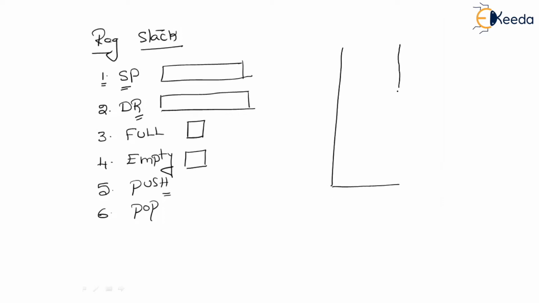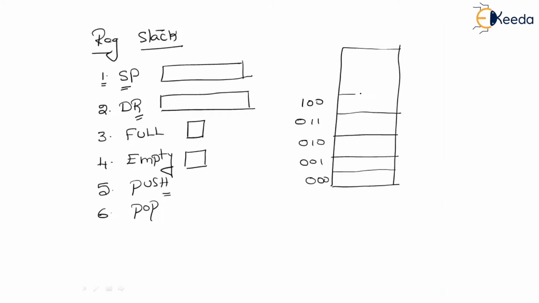Let us say I'm designing an 8-element stack. Initially, the stack pointer points to 000, which is considered to be the base of the stack. Whenever the stack is empty, the stack pointer is going to hold the base address of the stack, that is 000. The size of the stack pointer is 3 bits because the stack size is 8 elements.